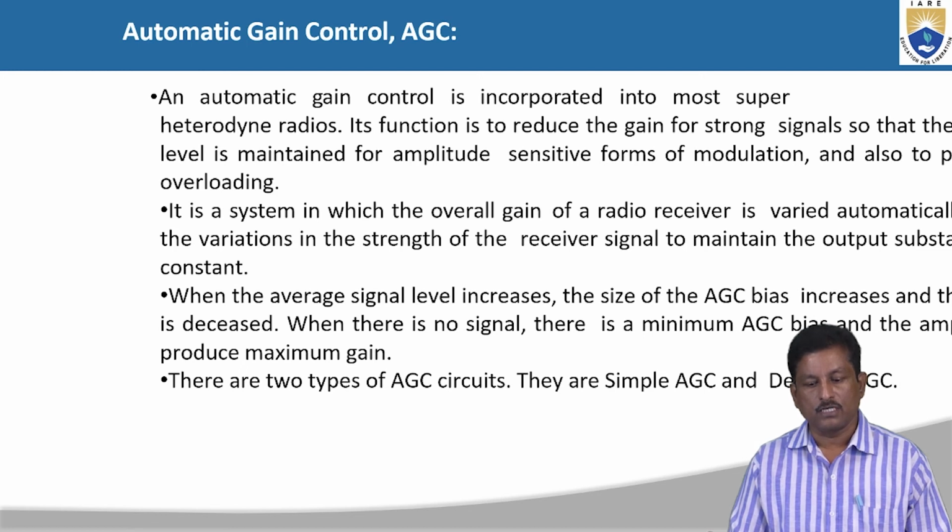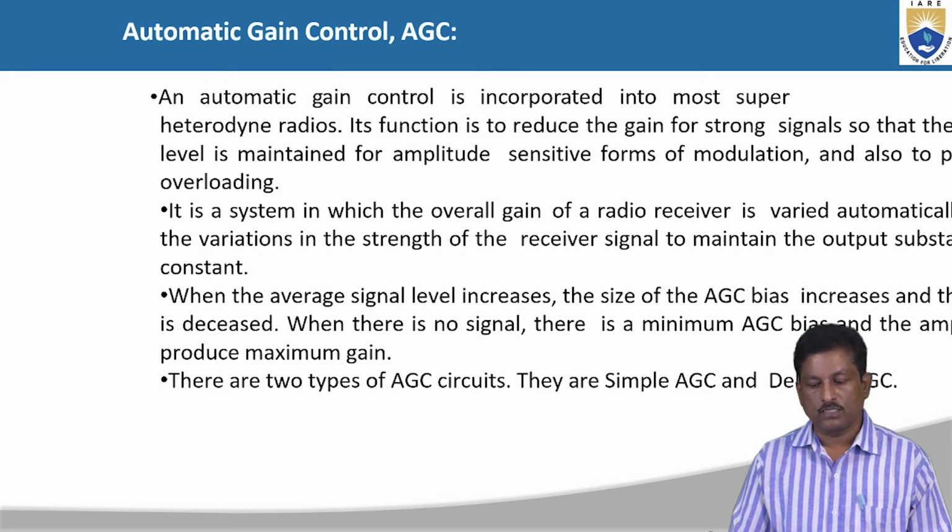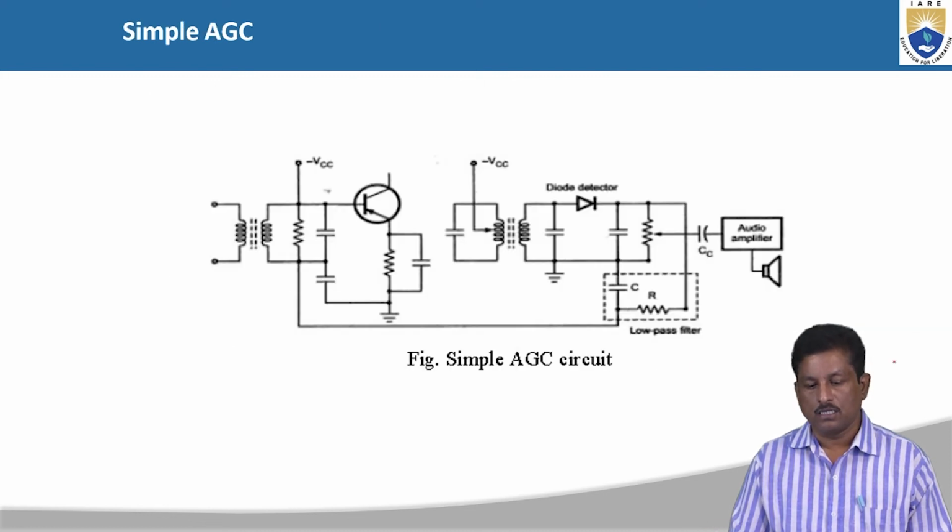So this is the automatic gain control, AGC. It is one of the elements in the super heterodyne receiver, which controls the gain. There are two types: one is the simple AGC and the other is the delayed AGC. So this is the simple AGC diagram.